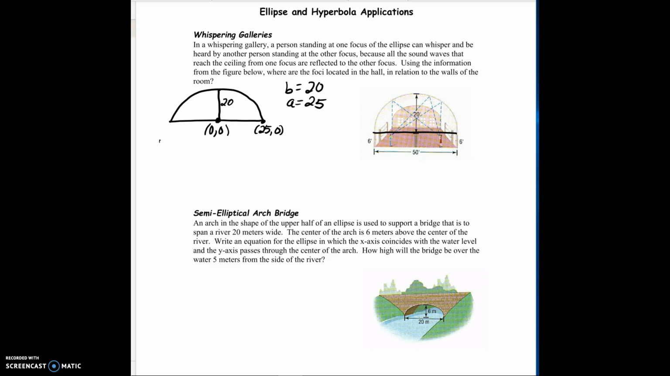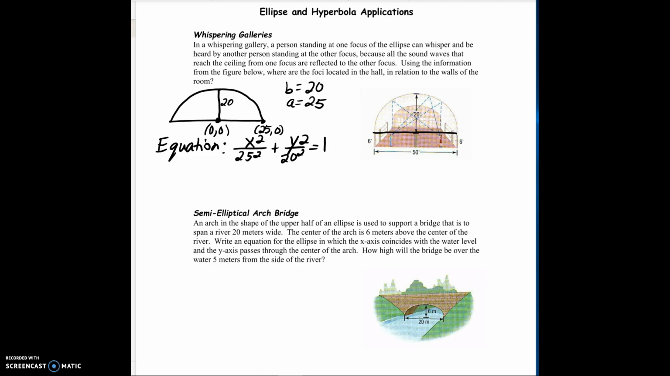So if we were writing the equation, although you don't need the equation to solve this scenario, your equation would be x squared over 25 squared, or 625, and y squared over 20 squared. Since the numbers for these tend to get a little bigger, you don't always have to actually square them. You could just put squared as part of your answer.